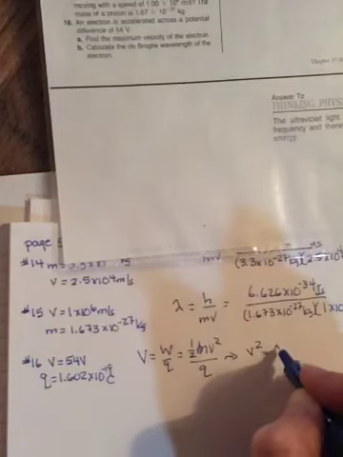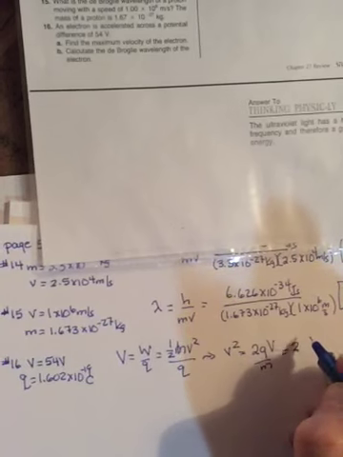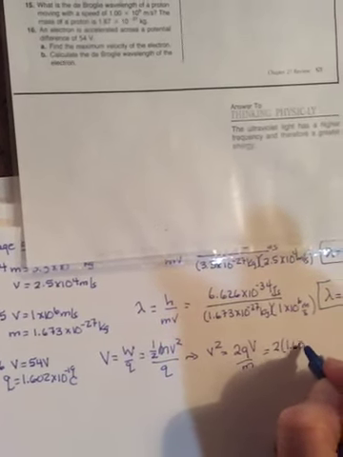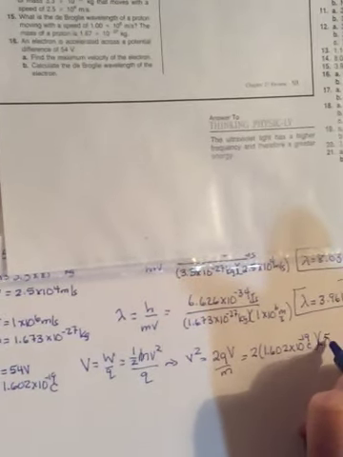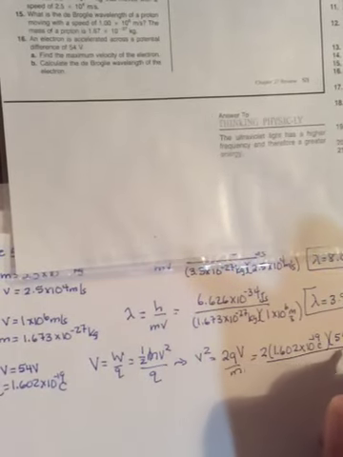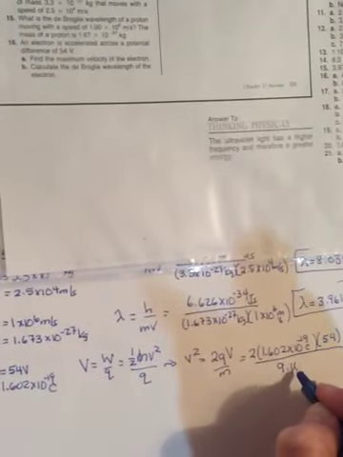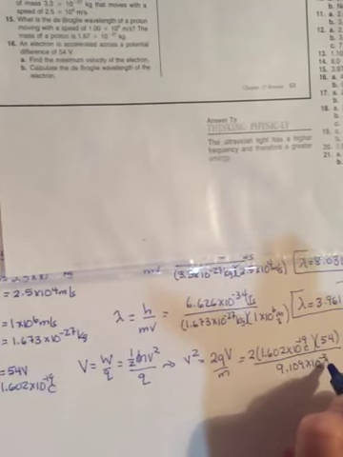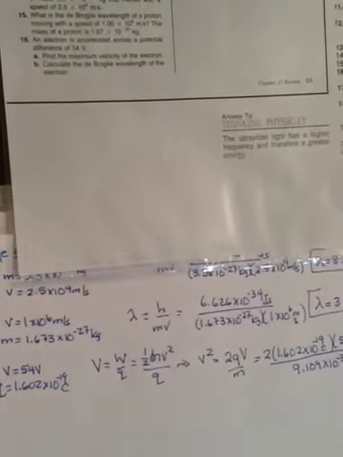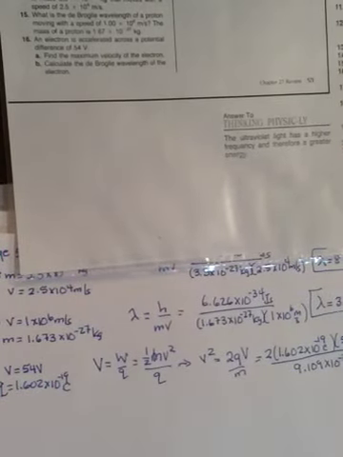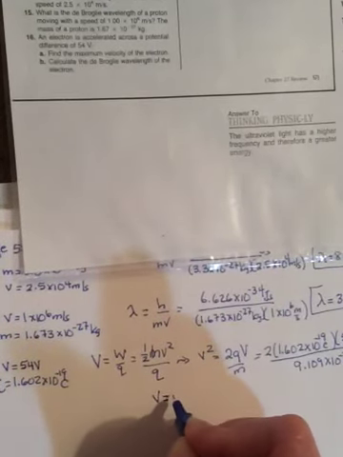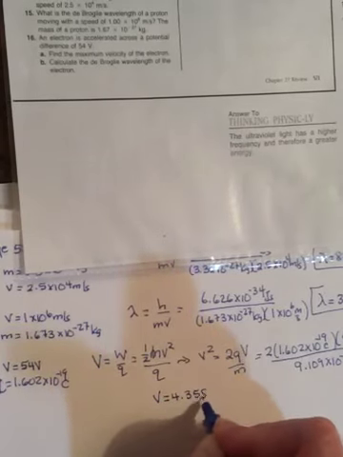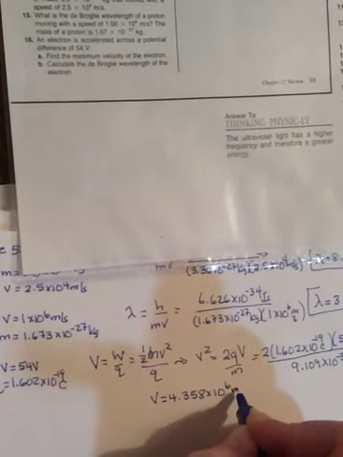So v squared is equal to 2QV over m, or 2 times Q, 1.602 to the negative 19 coulombs. V was 54 volts, and the mass of an electron, if you remember, is 9.109 to the negative 31 kilograms. And remember, that's going to be the speed squared. You're then going to have to take the square root. And when you do, you should get a speed of 4.358 times 10 to the 6 meters per second.